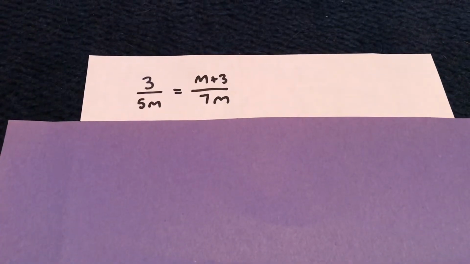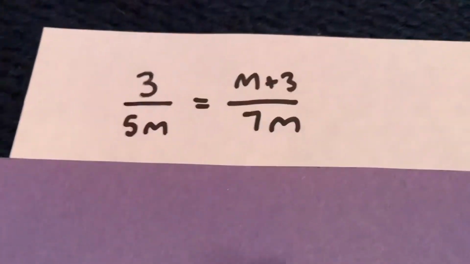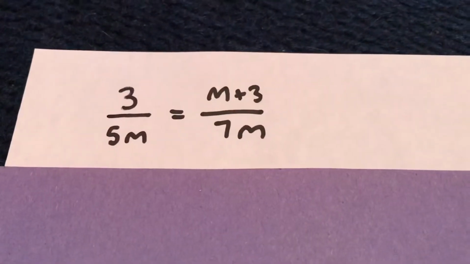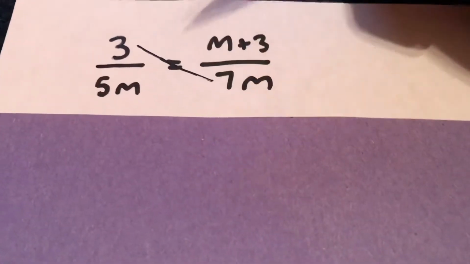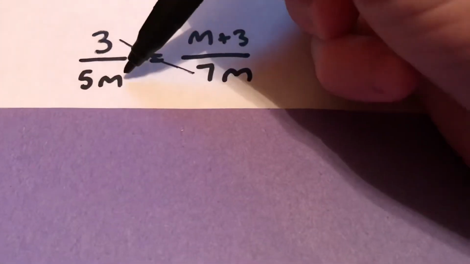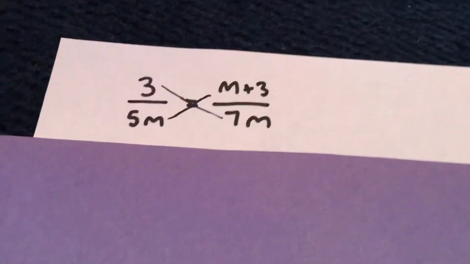The next method that we're going to be using is called cross multiplying, and that's usually used when there's one fraction on each side. So take this problem. What you have to do is multiply 3 times 7m and 5 times m plus 3, and then you set them equal to each other.